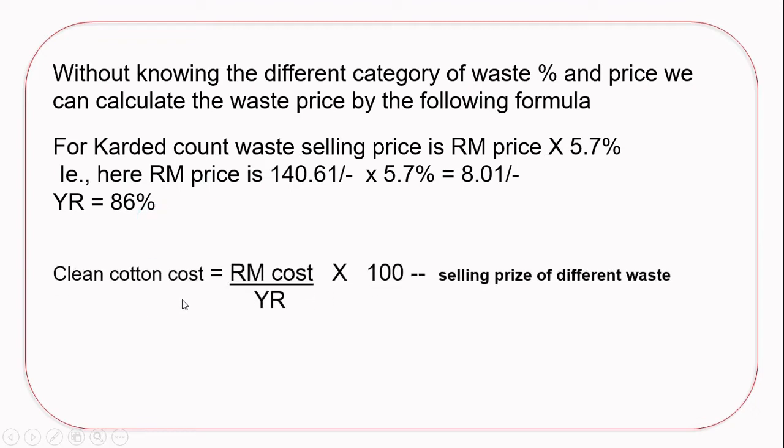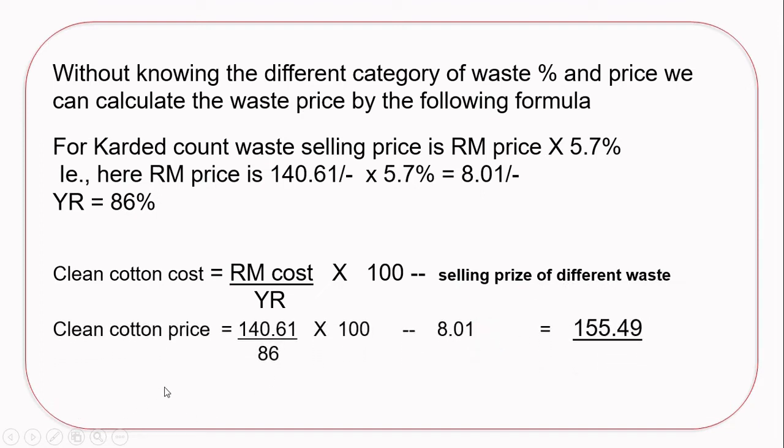Here clean cotton cost equals raw material cost into 100 divided by yarn realization minus selling price of different waste. Again, the raw material cost is 140.61 rupees into 100 divided by yarn realization 86 minus 8.01, that is the waste price. From this calculation we get the answer 155.49. This value will change as the realization and the raw material cost change. So by this calculation we have got the clean cotton cost for carded count.